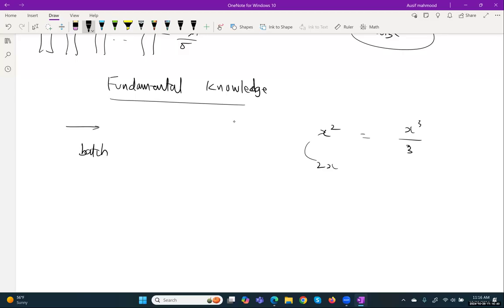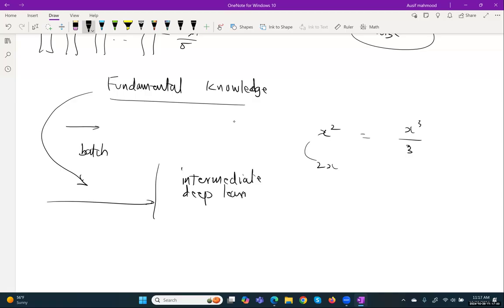So now, to summarize, our fundamental knowledge is pretty solid now. Okay, now let's go to the next level. So now we will go to the intermediate deep learning, and see how we now make more powerful models, rather than just creating a 2-layer model or a 3-layer model, okay?